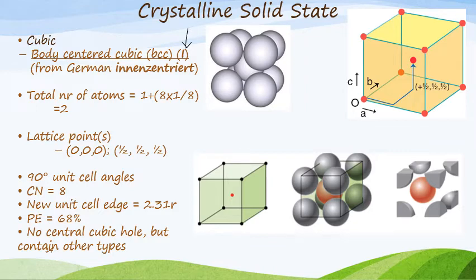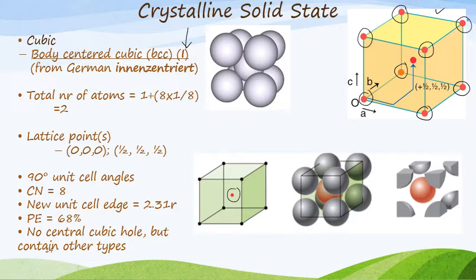If we have a look at the top diagram over here, we have, remember, 1 on each corner. So that means 8 lattice points on each corner, which contributes 1/8 each. And then we have 1 in the center, which is this one over here. Let me just show you on the bottom diagram. That's the one in the center. So there's 1 full one inside plus 8 times 1/8.